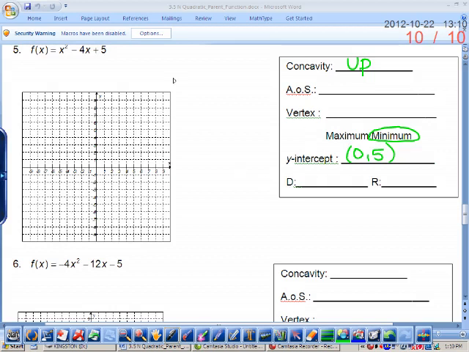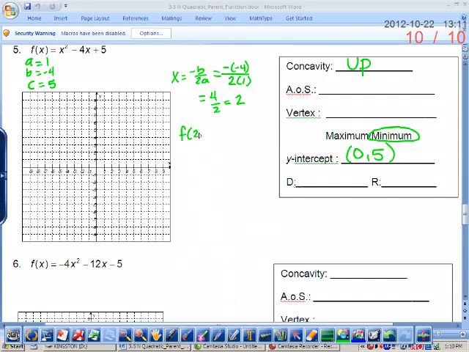Okay, so I need to find my vertex. The x value of my vertex is -b over 2a. So a is 1, b is -4, and c is 5. Okay, so the opposite of b, so the opposite of -4, over 2 times 1. The opposite of -4 is 4 over 2, so my x value is 2. All right, how do I find my y value now? Yeah, plug it in.